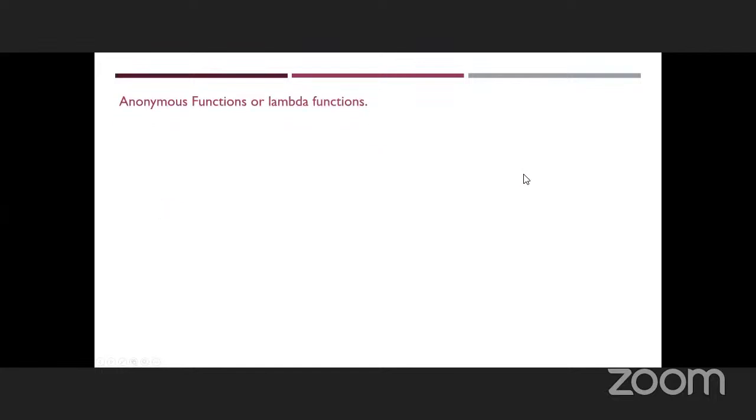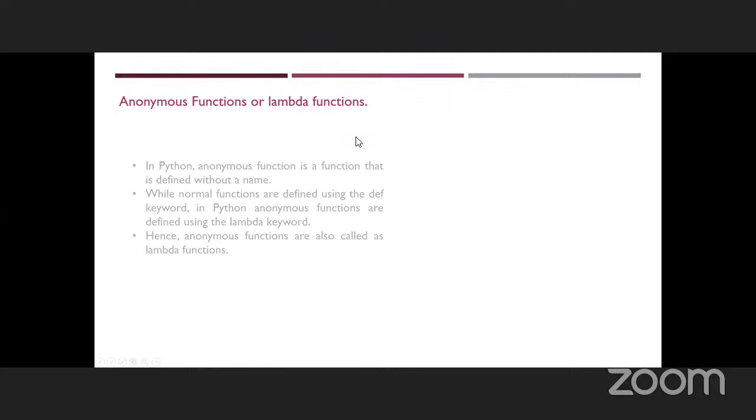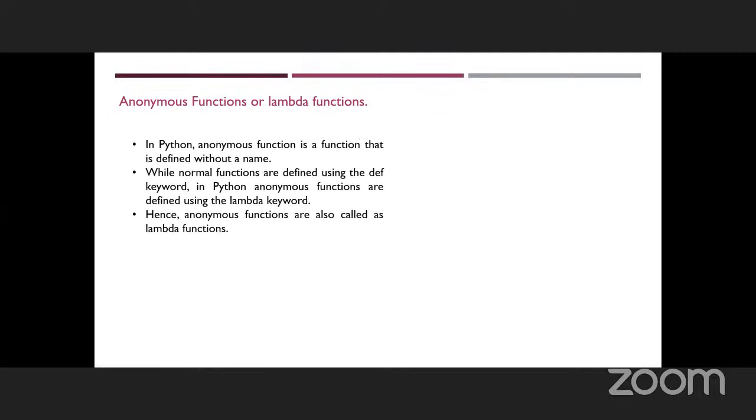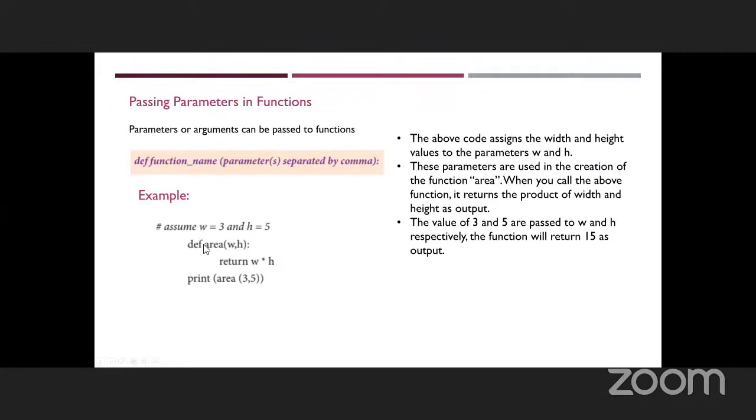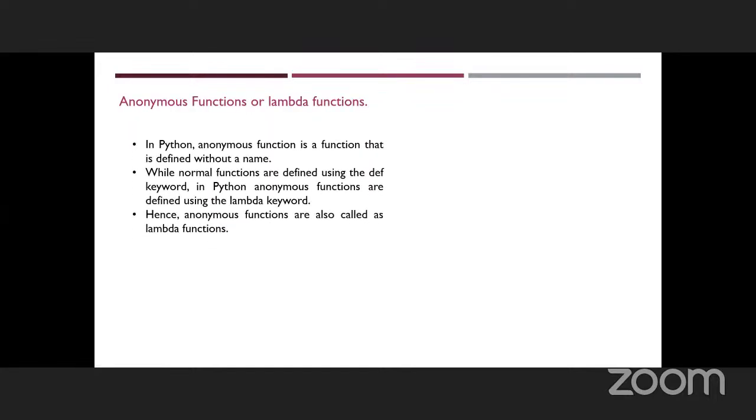Let's go to the next topic, anonymous functions or lambda functions. This anonymous or lambda function is nothing but a function written for one-time use. In Python, an anonymous function is a function that is defined without a name. We don't give any name to the function. Like in the previous example, we gave the function name area. But in a lambda function, we don't give any name. Just with the lambda keyword, we can create this function. We didn't give any name, so it is known as anonymous.